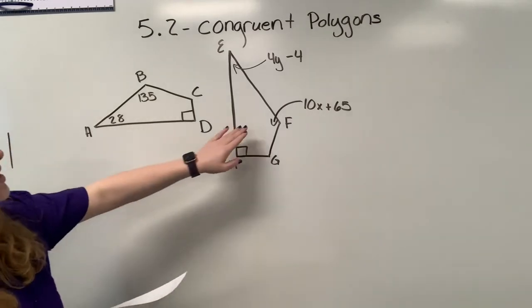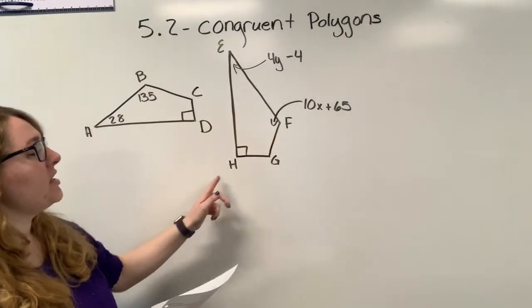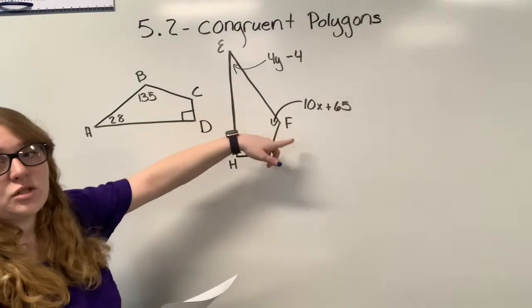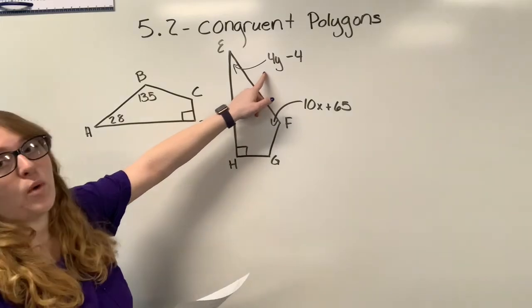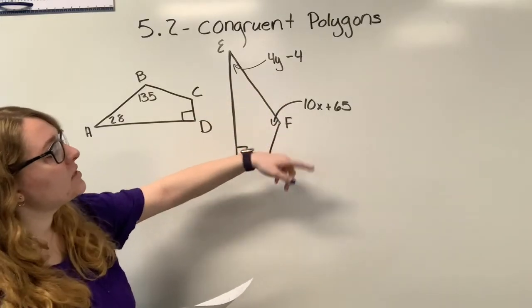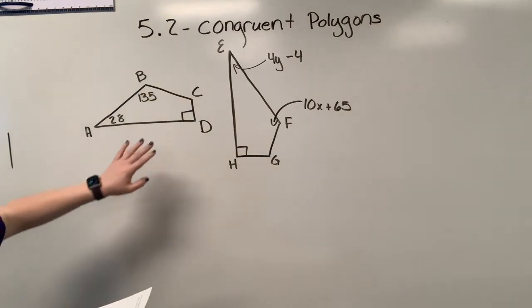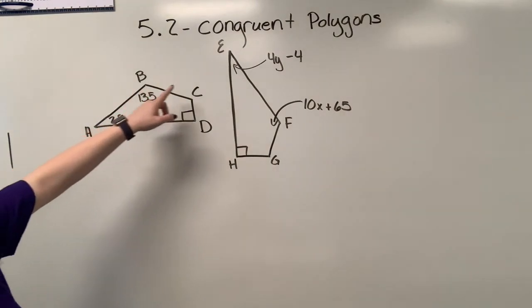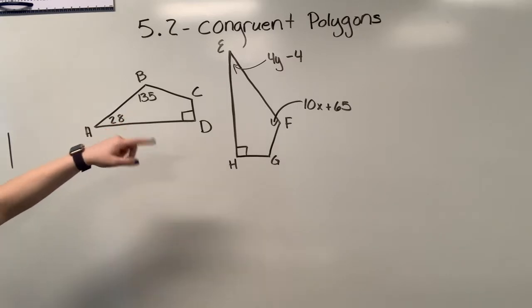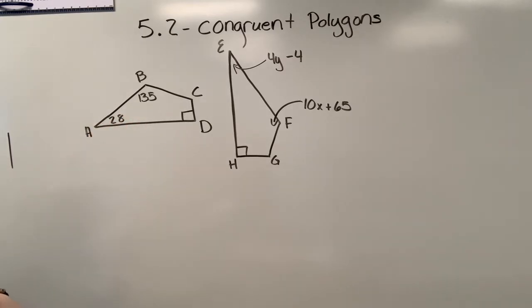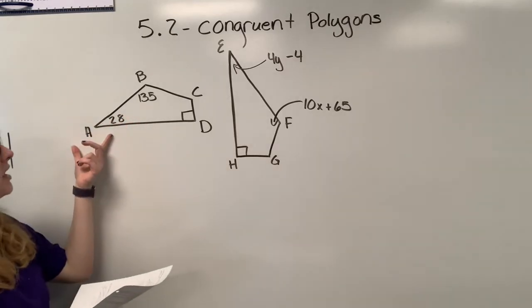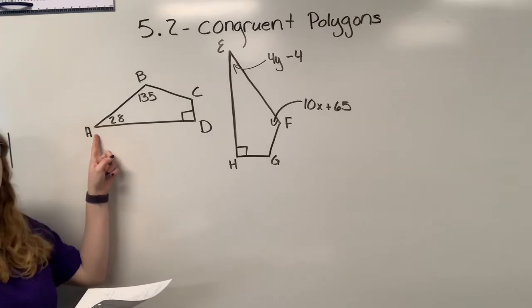So we are given this shape EFGH and these two angles. One of them says 4y minus 4 and one of them says 10x plus 65. Okay, so we are going to use this first shape ABCD and find these angles. All right, so we can see that angle A is our smallest and our pointiest angle.